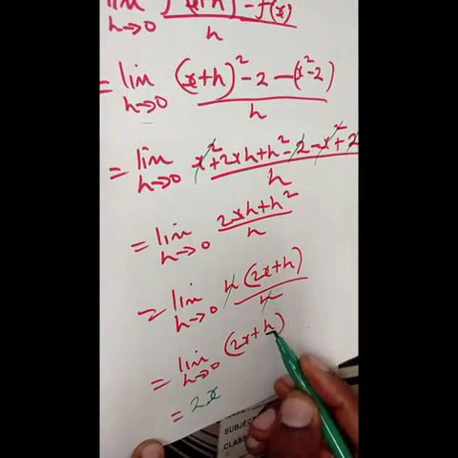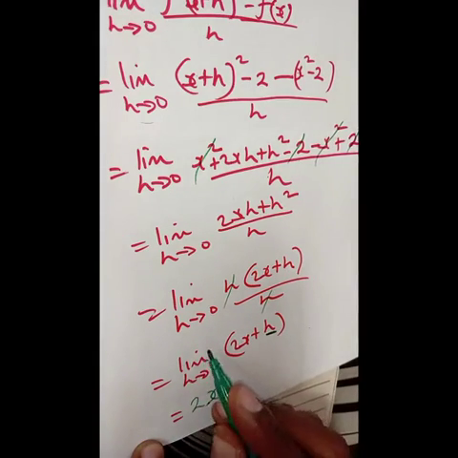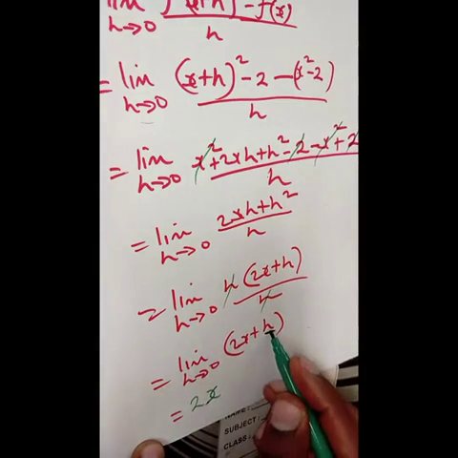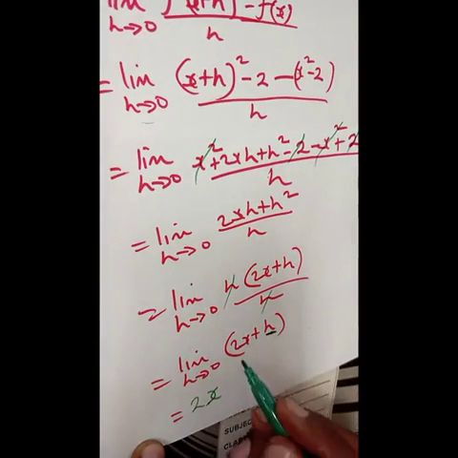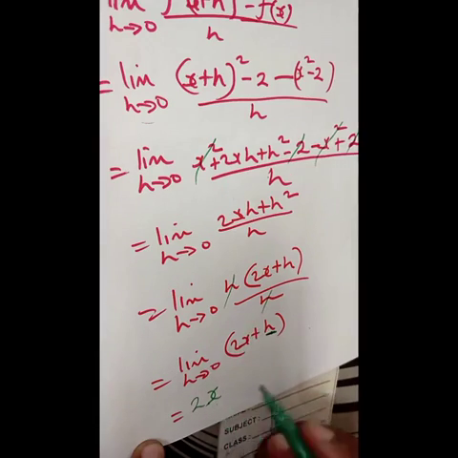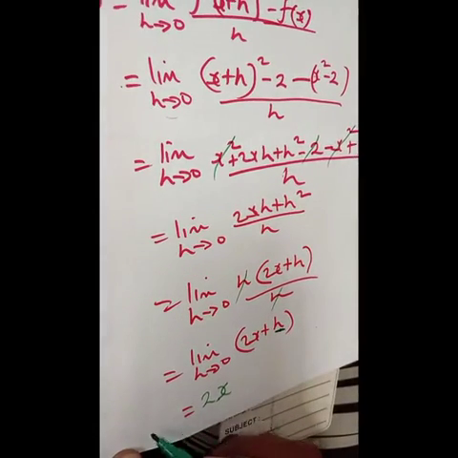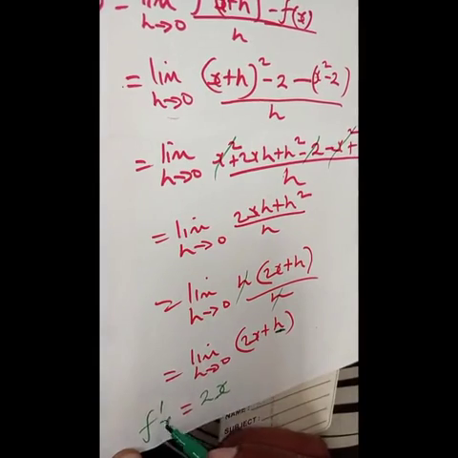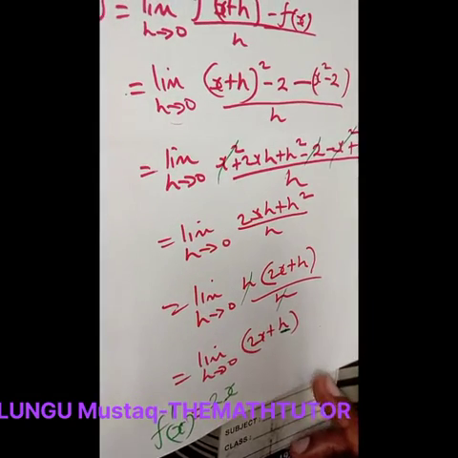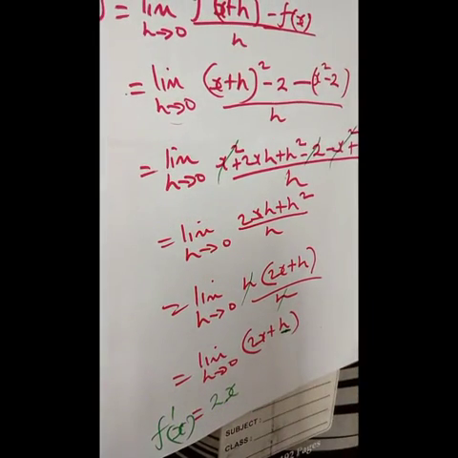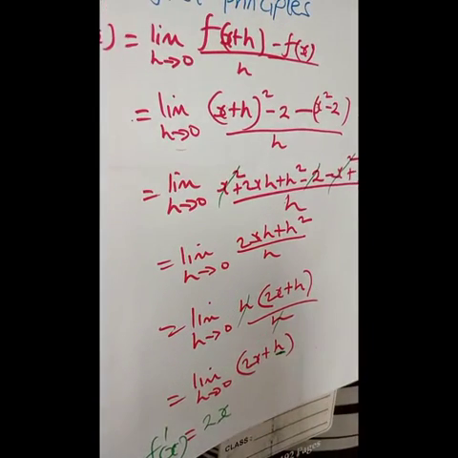This one won't go because this is talking about this h, to say this h is becoming too small to be considered. So just write whatever doesn't have h, which is 2x. That is your answer. So this is how you find the differentiation from the first principles. This is what you're supposed to do.